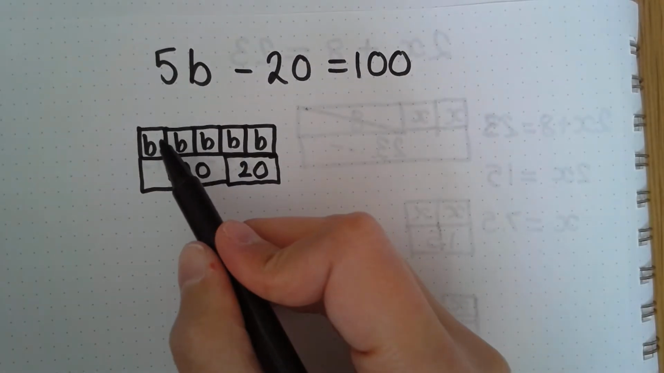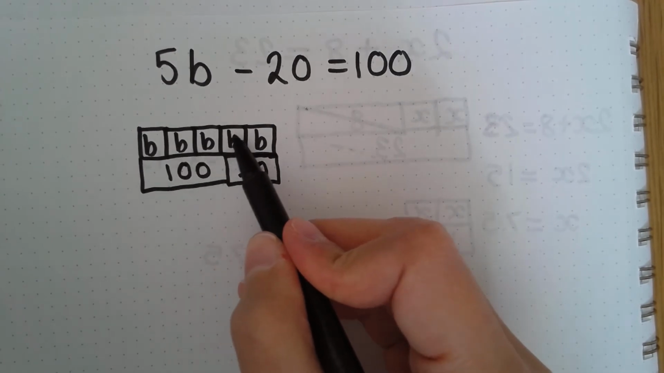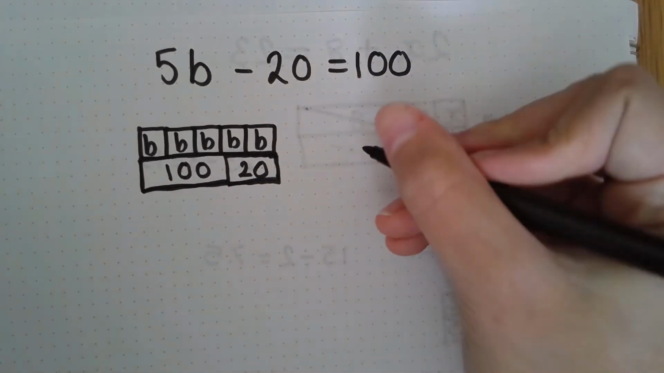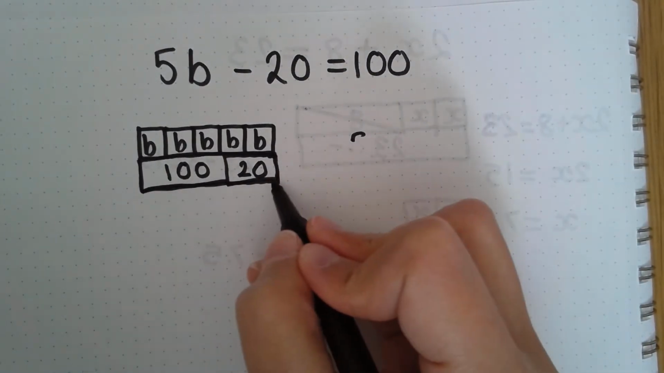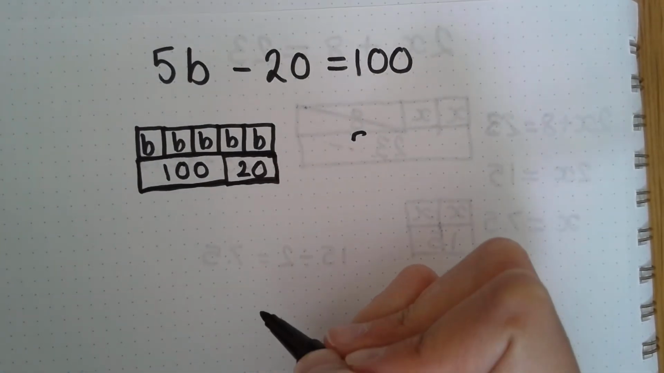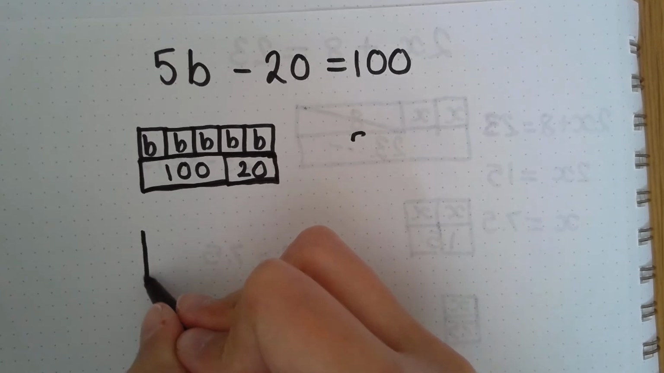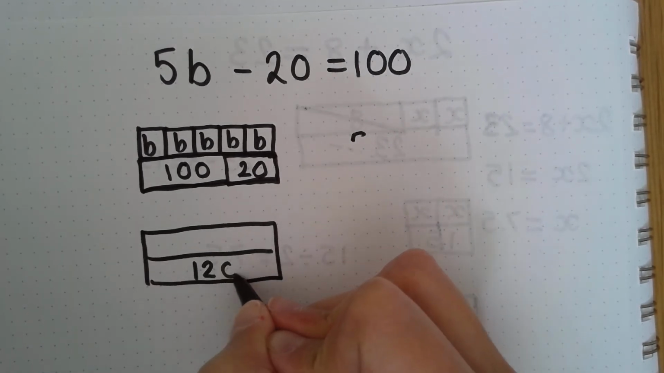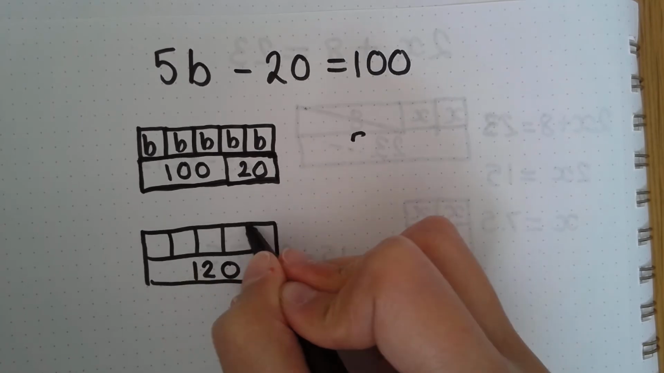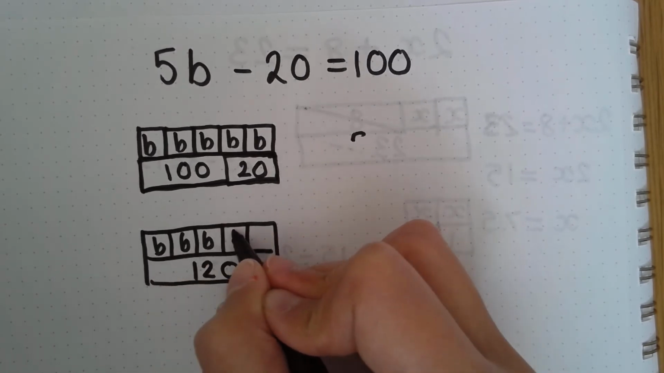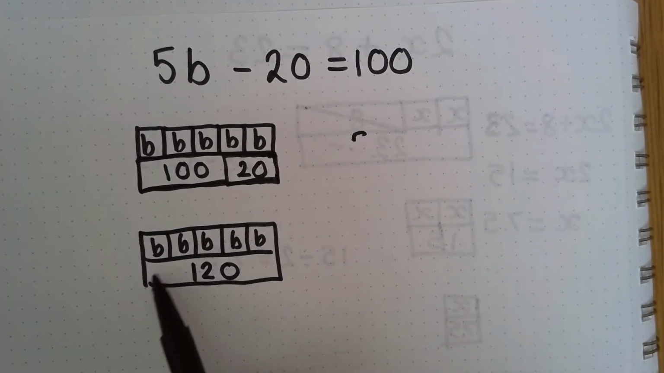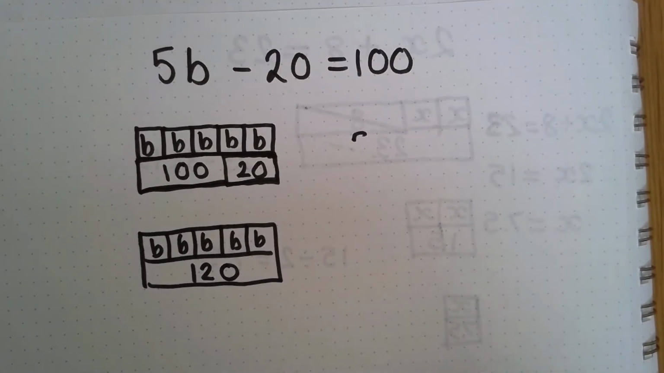Okay, and I can see that that B add that B add that B add that B add that B is equal to this whole bar. But that whole bar is 100 add 20. So I can change that and I can just say that that's 120. Okay, instead of writing 100 separately to 20, I can just join them together and say 120.